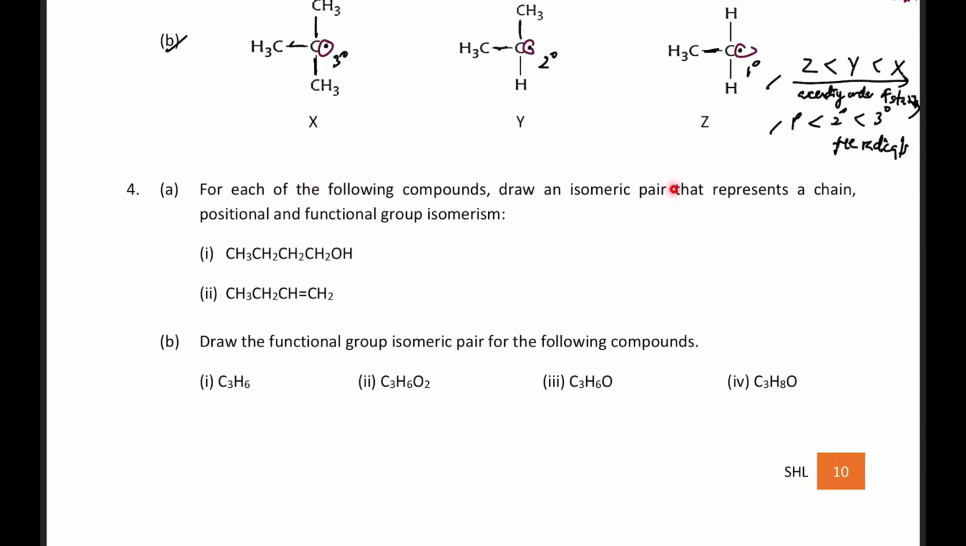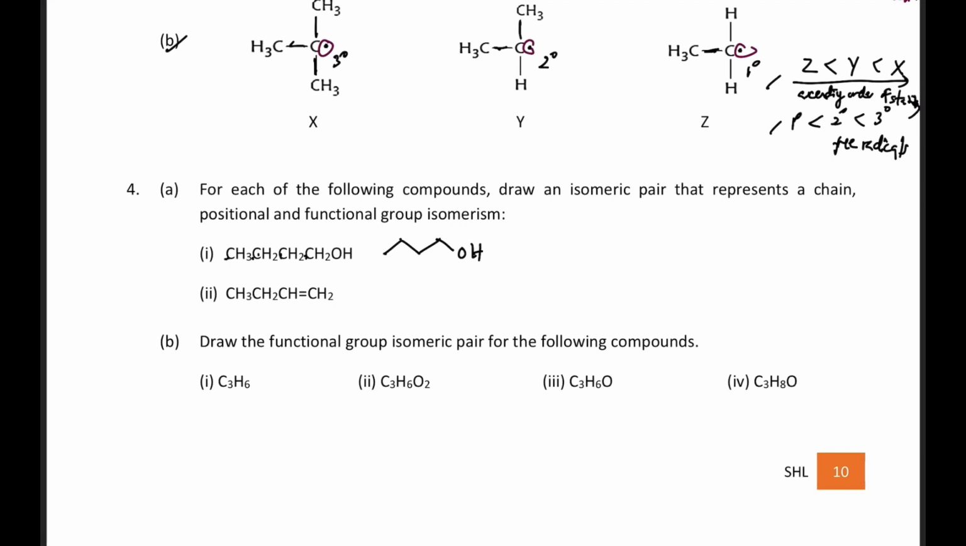Number 4. For each of the following compounds, draw an isomeric pair that represent chain, positional, functional group isomerism. So kita tengok dulu. Kita draw yang biasa dulu. Number 1 ni kita ada 1, 2, 3, 4 karbon. Saya lebih suka lukis skeletal. Dia berada di hujung kan tu OH. So OH. Tarik sis, sudah. So that's your first one.